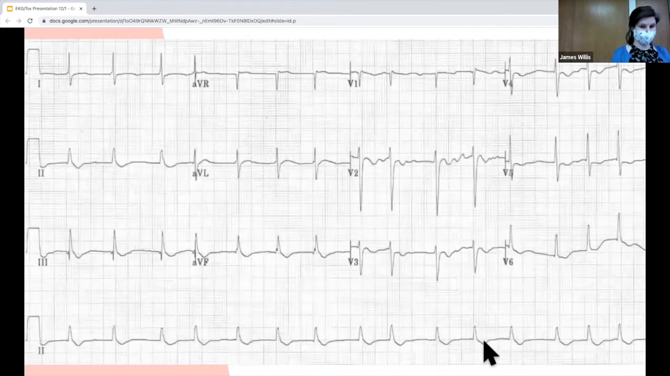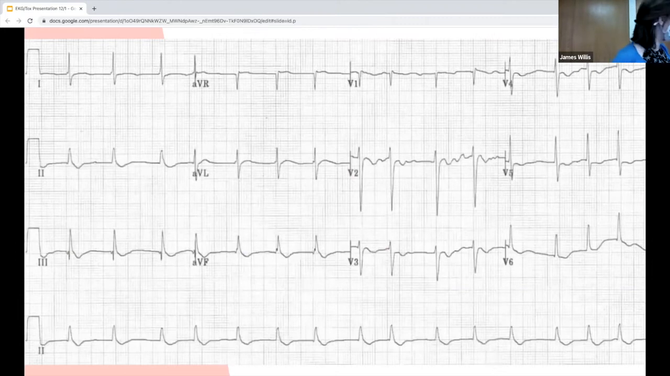Okay, next one. So can I have a junior do rate and rhythm on this one for me? Or start with rate. Okay. 90. Okay, good. So normal rate. Yeah, so this does not have any P waves. You are correct. So it's not sinus, right? Something else. What do you guys think?